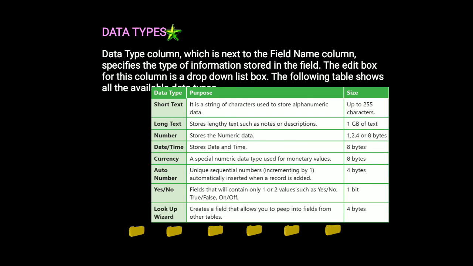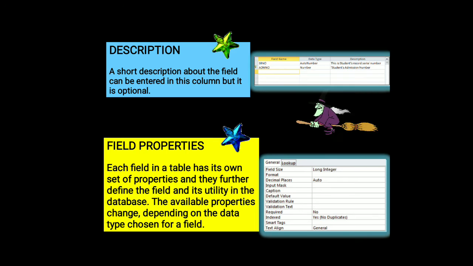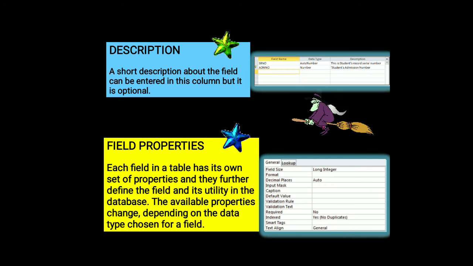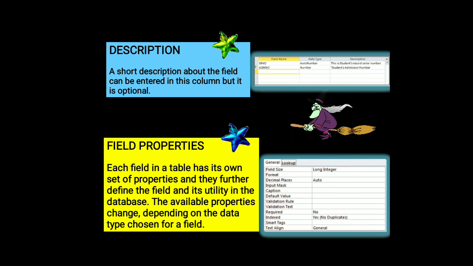Next is description. A short description about the field can be entered in this column, but it is optional. And at the last it has field properties. Each field in a table has its own set of properties, and they further define the field and its utility in the database. The available properties change depending on the data type chosen for a field.